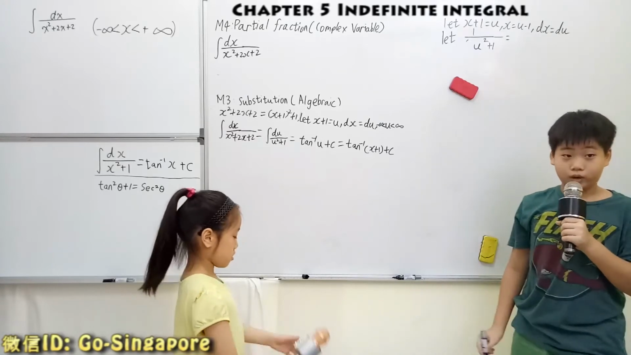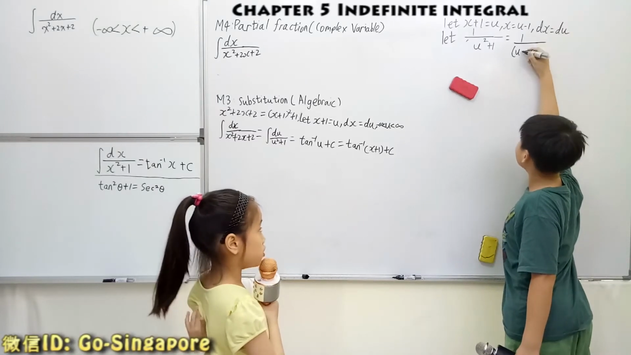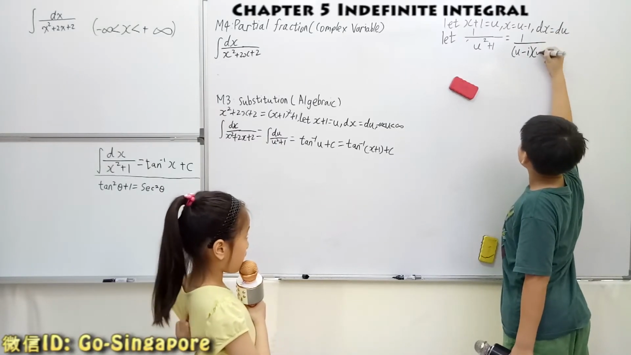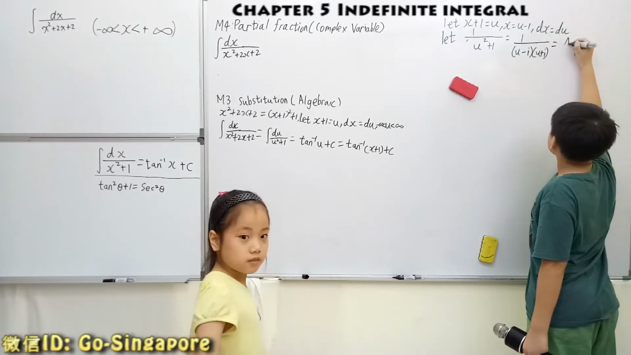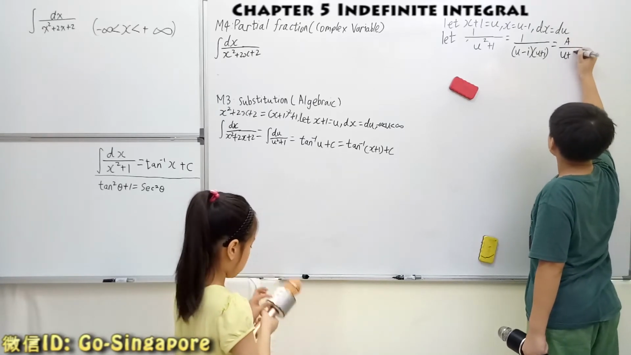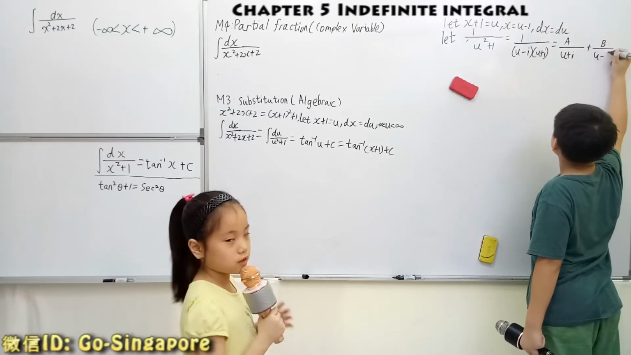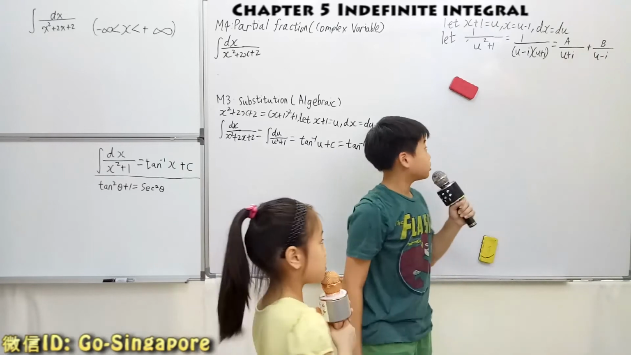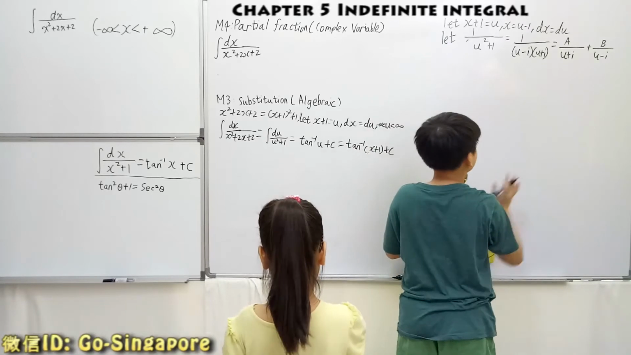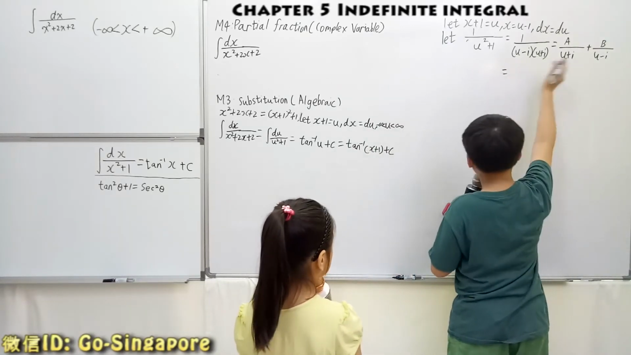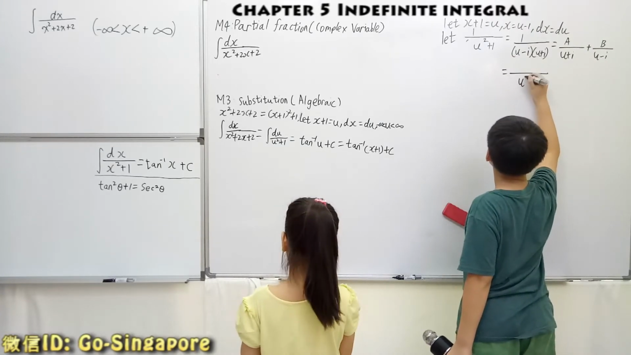Okay. So actually, for this will be the u squared plus 1, which is 1 over u minus i bracket u plus i. Right there below. Okay. So right now for this, to find A and B, we'll need to common denominator.